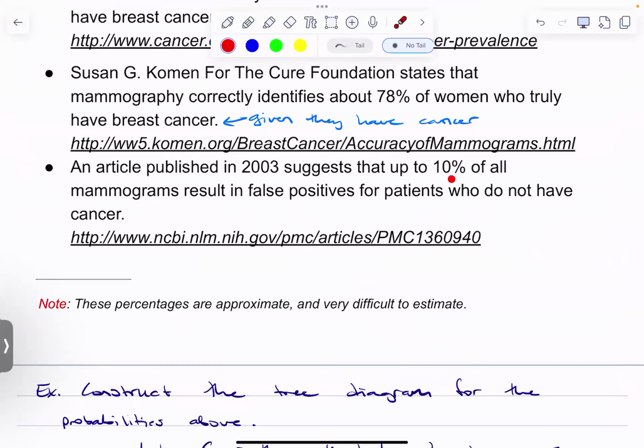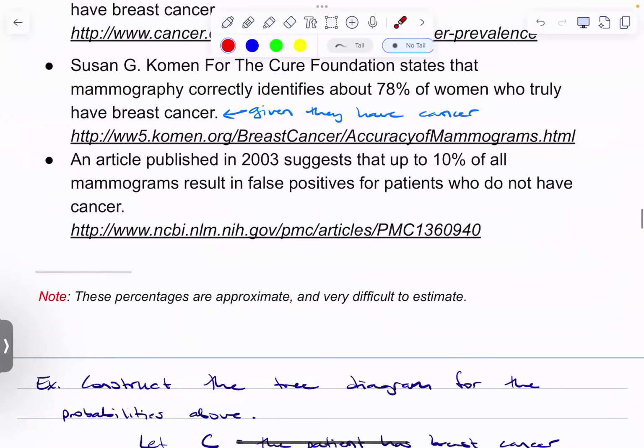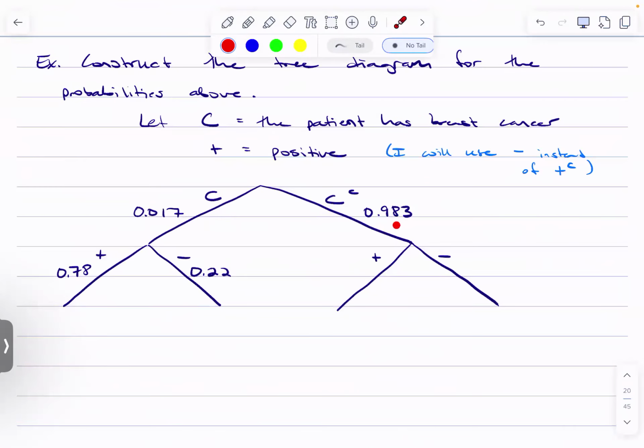Up to 10% of all mammograms result in false positives for patients who do not have cancer. So a false positive has a probability of 0.1 for patients who do not have cancer. You get a positive 0.1, or 10% of the time, which means you get a negative 0.9. Okay.